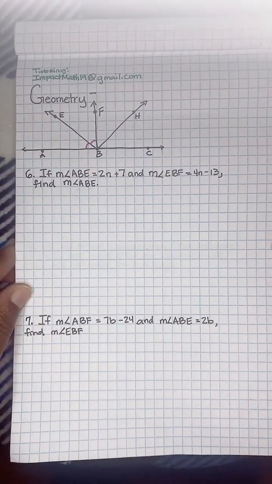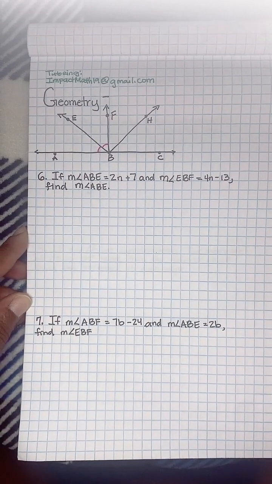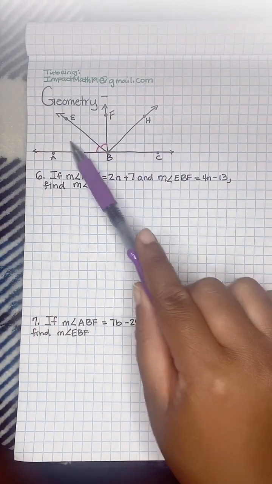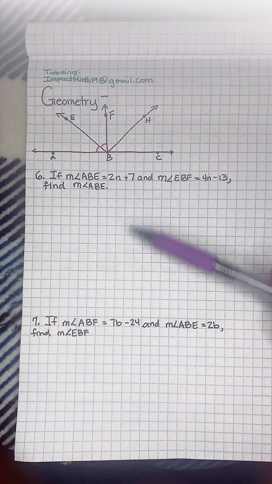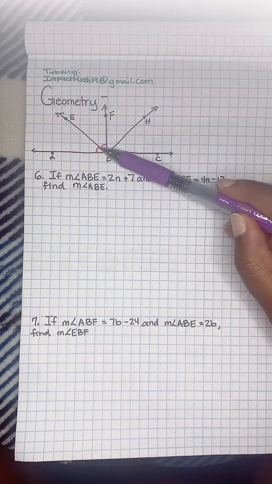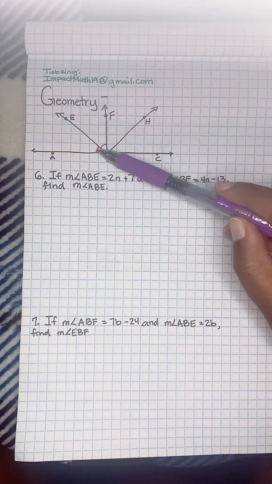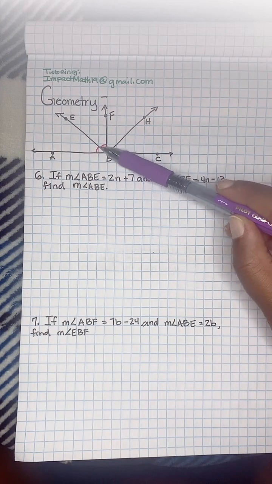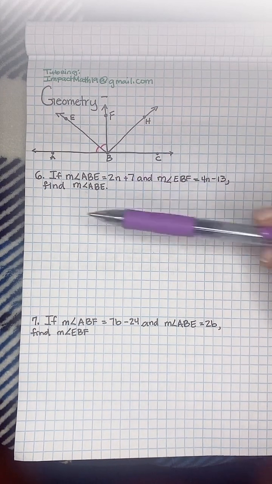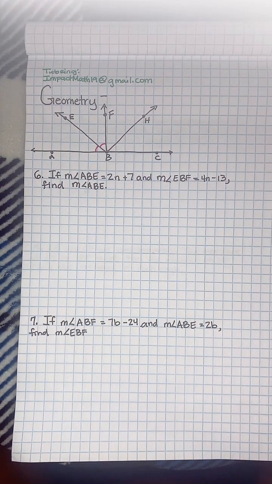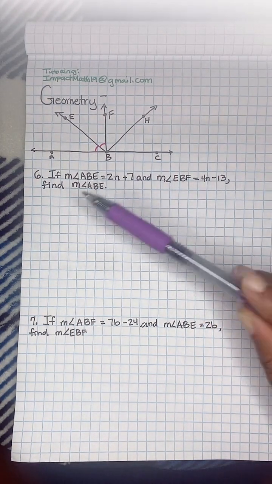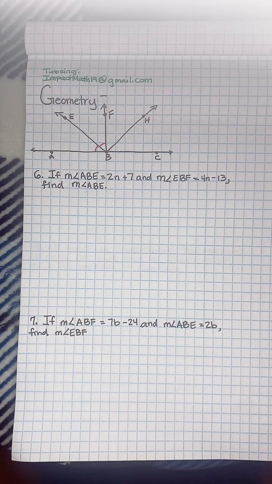Okay, so for this next one, we're going to use this diagram for both of these problems, okay? And whenever you see these little lines, you guys, that means congruent. That's telling you that these are congruent. Remember, congruent means equal. All right, so I'm going to let you guys tell me, how would we set up 6?